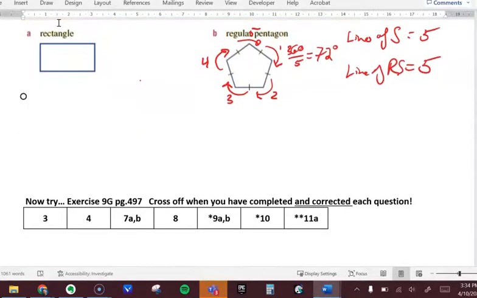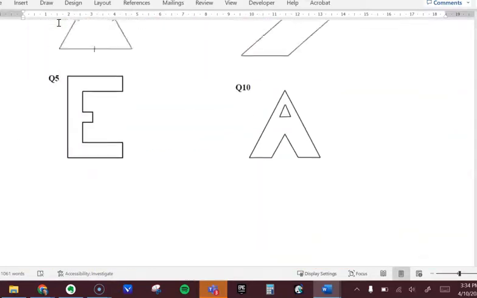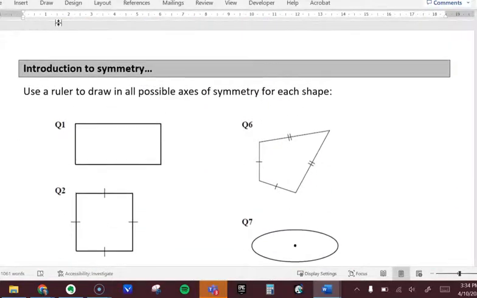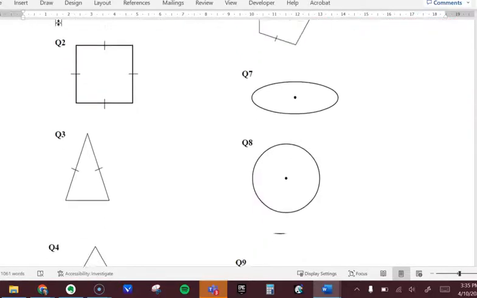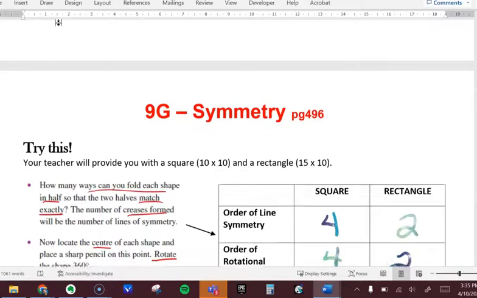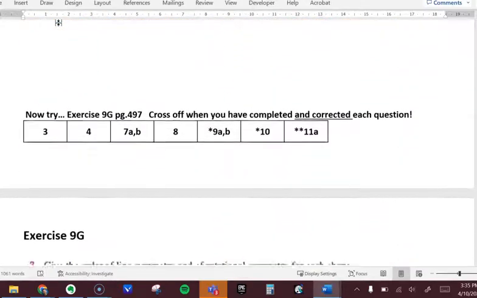Okay, now, before you go on to these other exercises, come up and have a look here. Use a ruler to draw all possible axes of symmetry. So you're just drawing the lines of symmetry for these ones. And remember, if you drew it correctly, a line of symmetry is going to mean you can fold it over and it's going to match up to each other. So have a go at those, then we can have a look at those in class, and then you can move on to these exercises here.